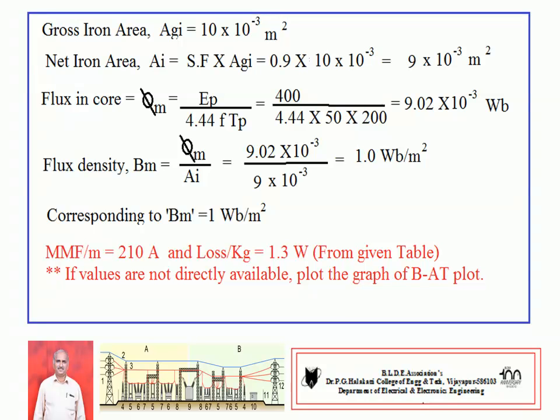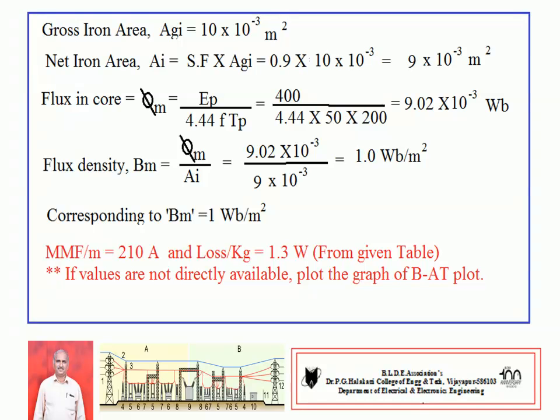Again, by using the primary induced EMF expression EP equal to that one, which you already know. So after calculation of phi m, we know phi m and we know AI. Then the next step is to calculate the flux density. Flux density Bm equal to phi m divided by AI. So we are going to get approximately 1 Weber per meter square.